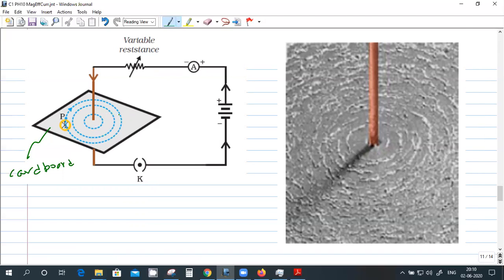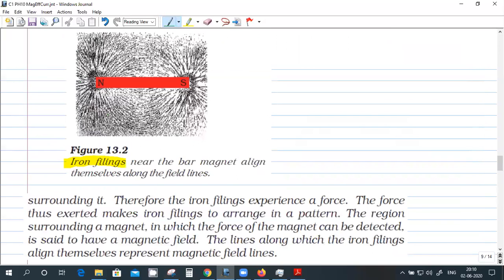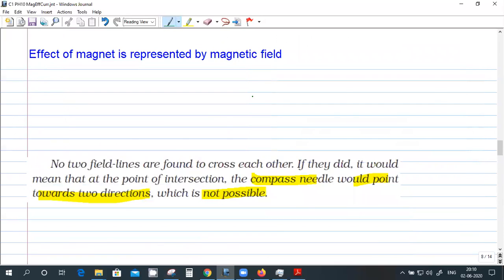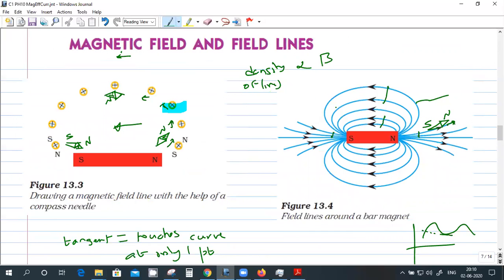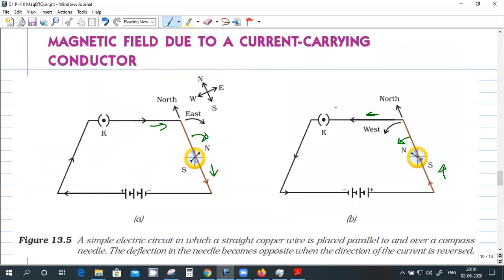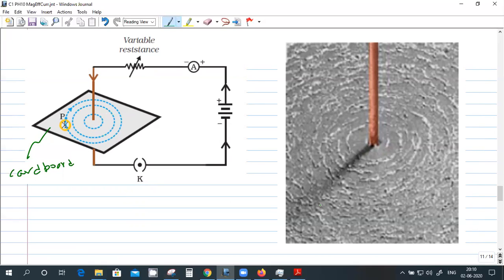When we did this with the bar magnet, we figured out that the pattern of the iron filings is the same as the pattern of the magnetic field. Similarly, when you use iron filings here, in the right picture, the iron filings form concentric circles. From there we can conclude that the magnetic field lines will look like this. These are B lines, magnetic field lines.